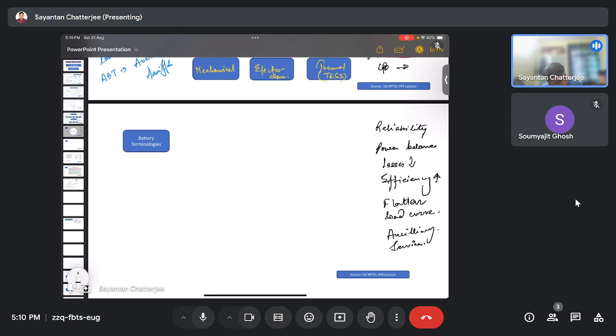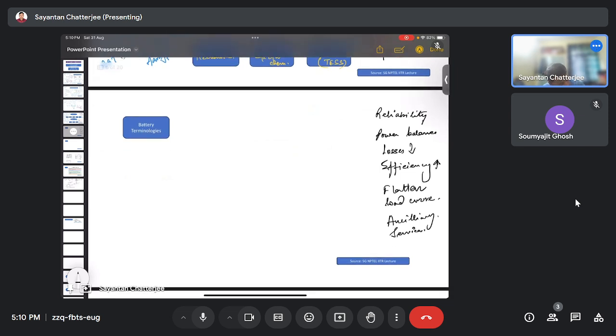Now we'll have to find out that the batteries we are trying to design, these battery energy storage systems, should have some features associated with them. They will be implemented in the power system, so we will have to design the batteries based on certain criteria and features so as to meet the power system demand.